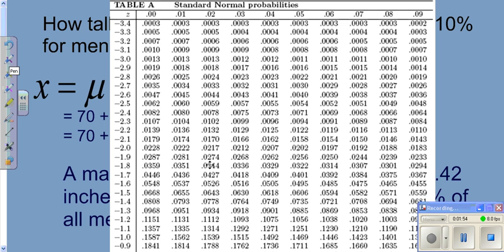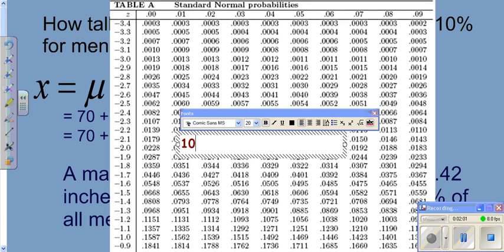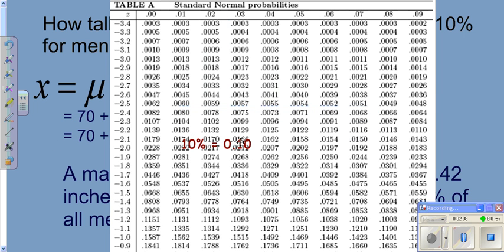Now, 10%, when you write it as a decimal, is 0.10. So we need to go ahead and find a 0.10 in the table in the back of the book. So we've got to look for a 0.1. Well, let's see. 0.1 would be about right here.